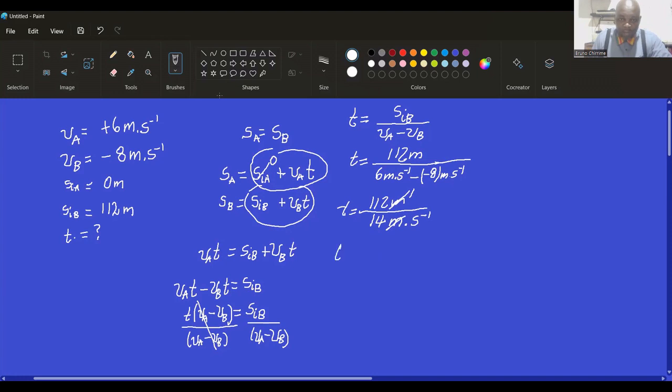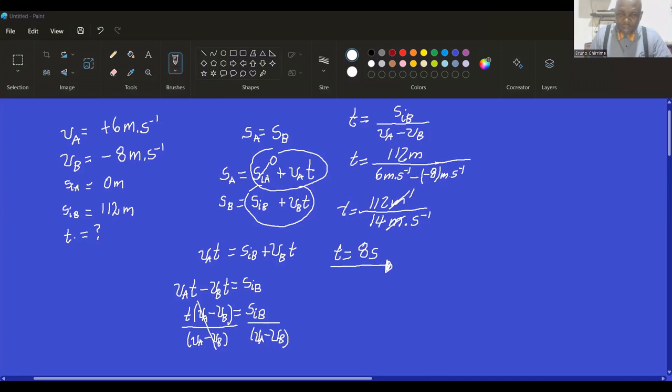So let's see. The question requests us to also show at which location they will be. We know that cyclist A started from 0. So where will it be? How far will it be from the origin? And the same applies to cyclist B. But they will be at the same position, so if you calculate for one, we're as good as calculating for the other one. But let's start with cyclist A. Where will it be?